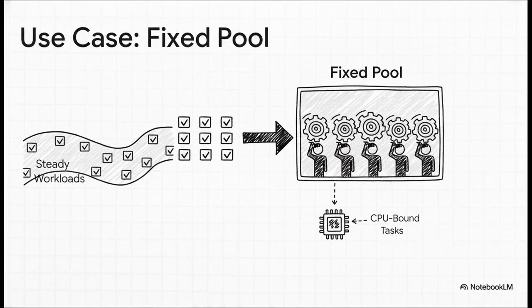This makes it absolutely perfect for things that have a pretty steady workload, like a typical web server. And here's a pro tip. For tasks that are heavy on CPU calculations, you usually want the number of threads to be pretty close to the number of CPU cores you have. That way you avoid wasting time with excessive context switching.